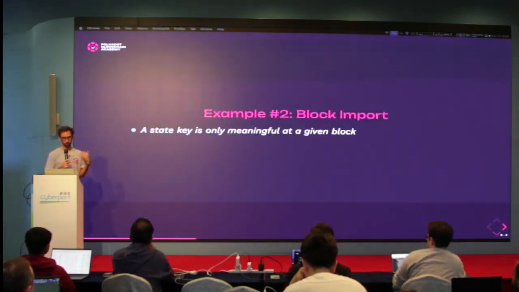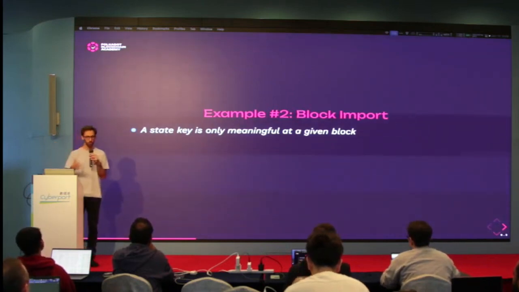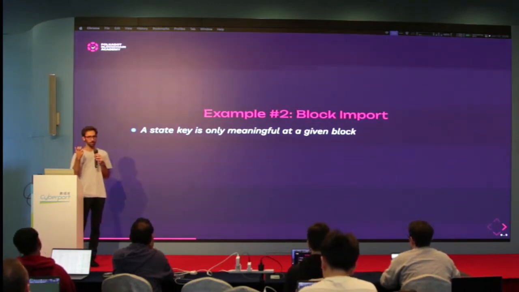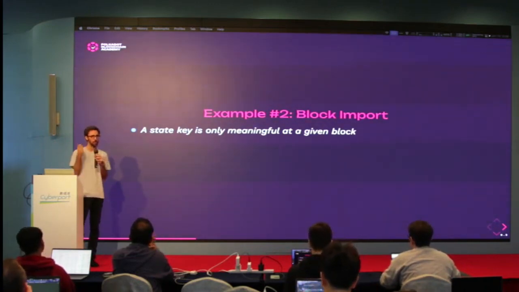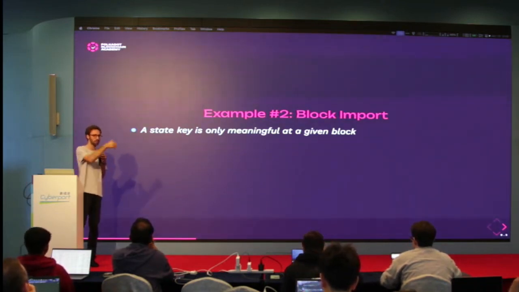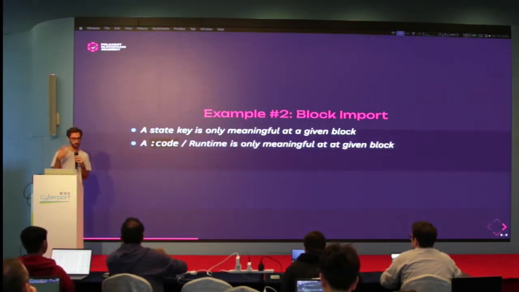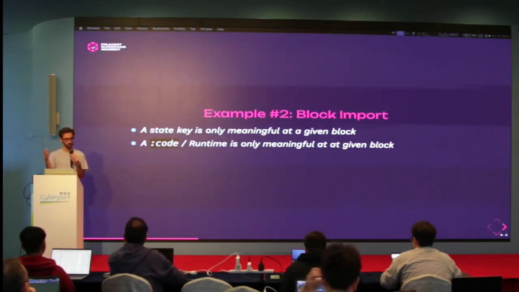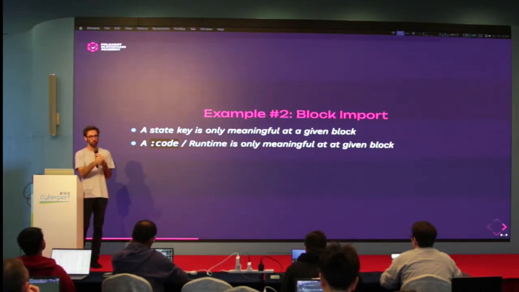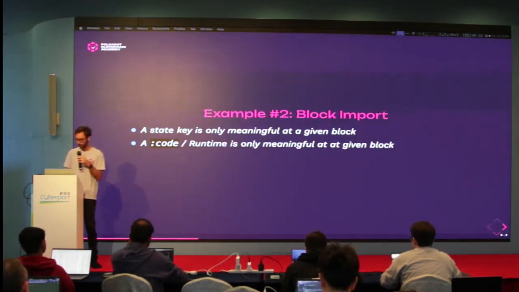Okay, this is a recap of what we already covered in class, but I think it's worth repeating. State is only meaningful at a given block. You can't say the blockchain state. You can't say this key in state. It's always a question of which state, because you have the latest state, you have the previous state, you have the genesis state, and everything in between. And interestingly, therefore, code and the runtime are also part of the state. So the runtime is also only meaningful when you say which runtime. Am I talking about the latest runtime or the previous runtime?